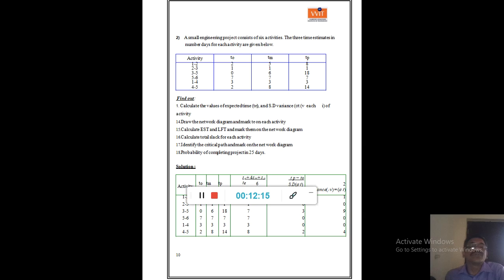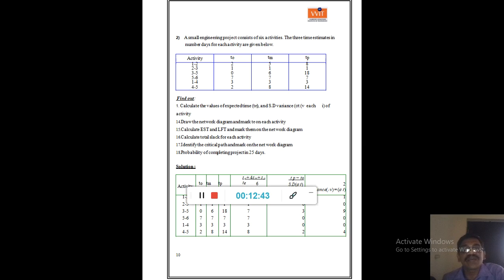Activity first 1 to 2, then 2 to 3, 3 to 5, 5 to 6, 1 to 4, 4 to 5, and different optimistic times, most likely times and pessimistic times for different activities are given. Now the first question is to calculate the values of expected time, that is TE, and standard deviation and variance of the activity.